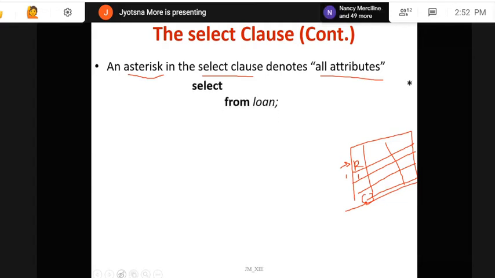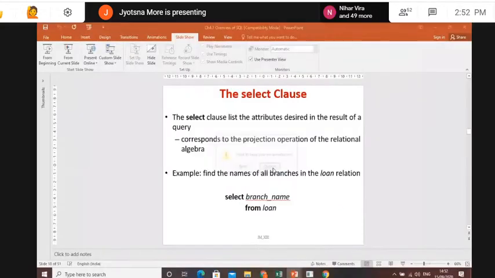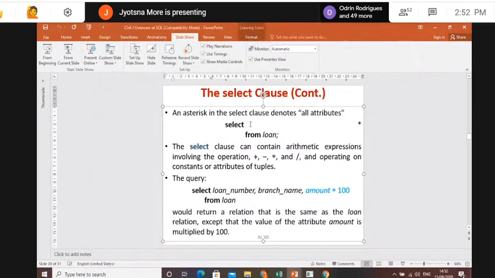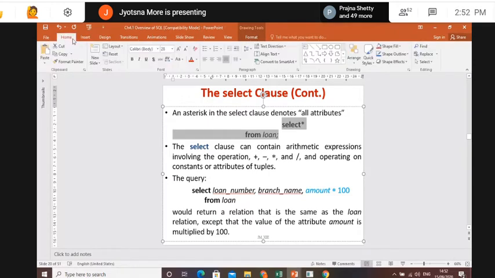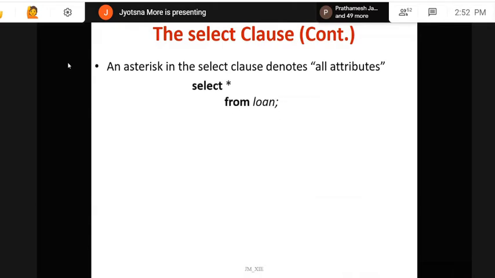So here by mistake I have done justification, so I'll just remove that. So here the query will look like this: select star from table name.